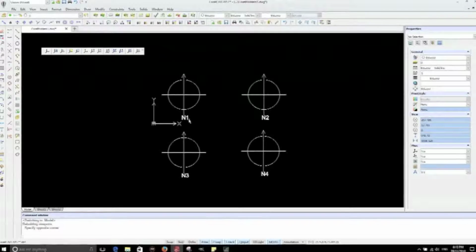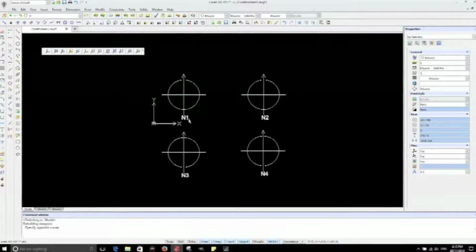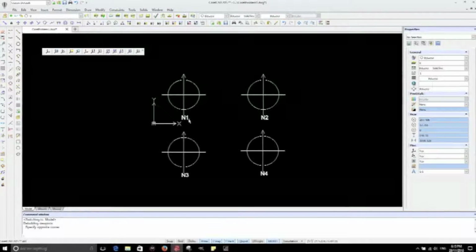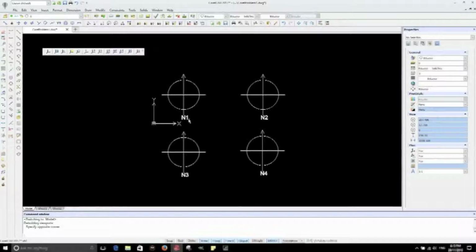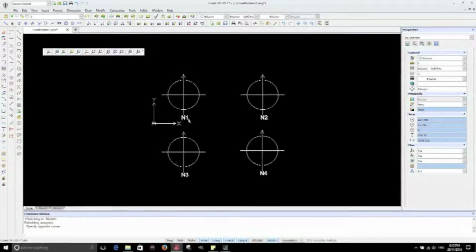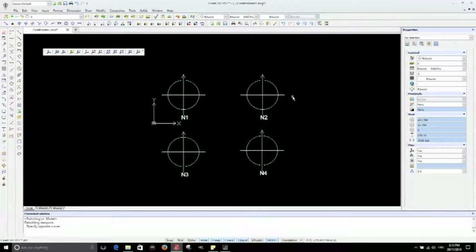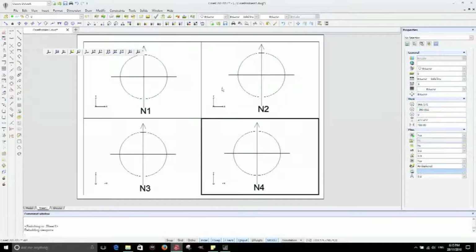First, I have made four rather fat north symbols. We will use each north symbol in a separate viewport to add dimensions to and see if they are the right way around. Now I'll swap to paper space, where I have set up four viewports.